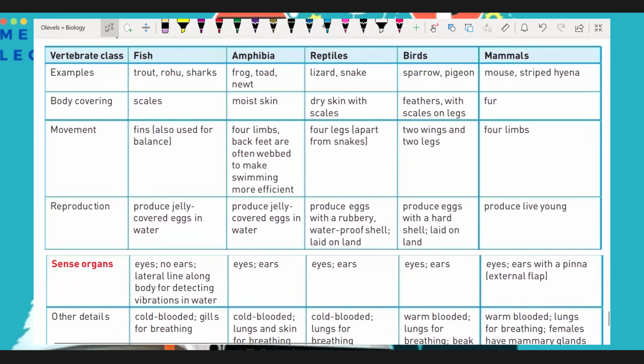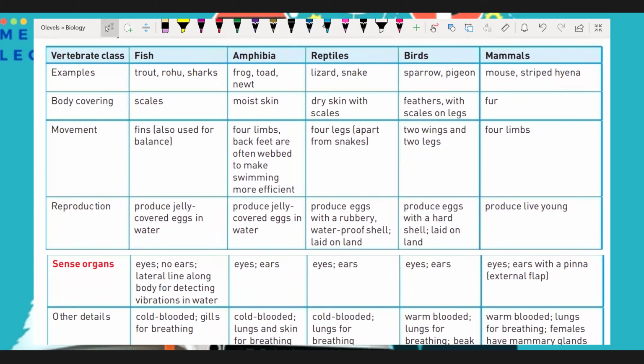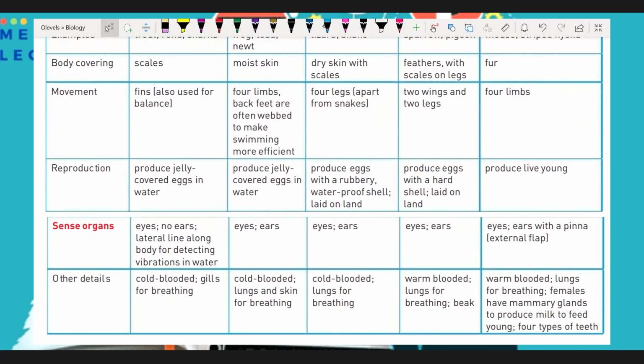After that, if we compare amphibians, frog, toad, newts are included in the amphibians category, and their body covering is a moist skin. Also, the amphibians have four limbs, and their back feet are often webbed to make swimming more efficient. Their reproduction is that they again produce jelly covered eggs in water. Their sense organs are eyes and ears, and their other details are that they are cold blooded and they have lungs and skin for breathing.